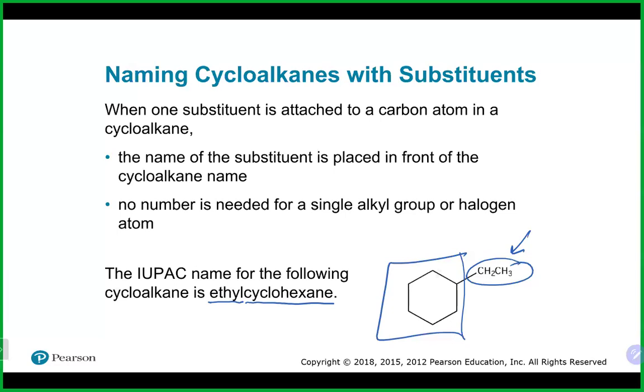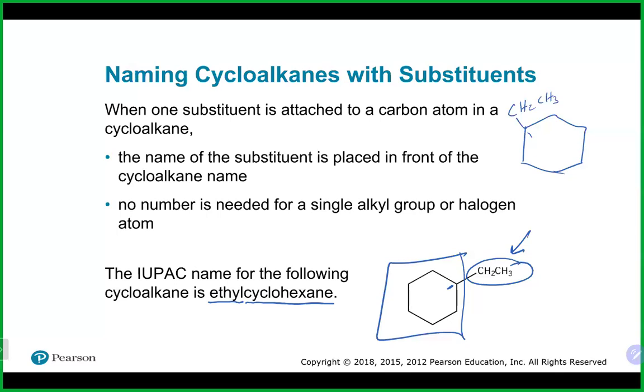Once again, no need for a number as that's the only group attached, and wherever that group is, it would be number 1. If you redrew it, for example, with the ethyl group over here, this would still be ethylcyclohexane, because then you would call that carbon number 1. Because it's just one group and it's a ring, wherever that group lands is always going to be carbon number 1 for numbering purposes. Any questions on that?